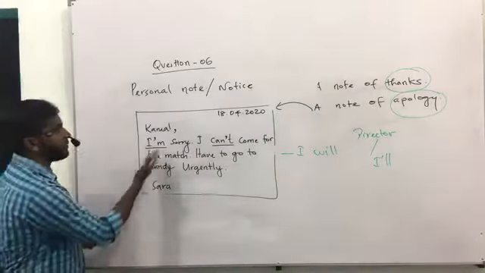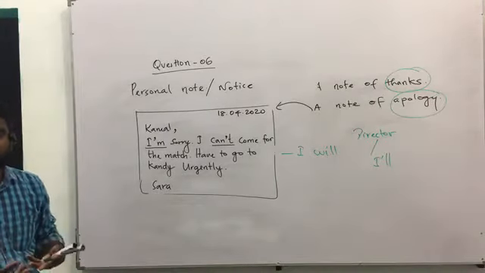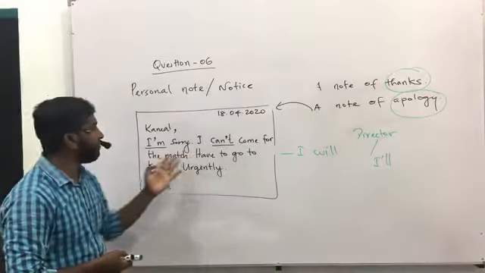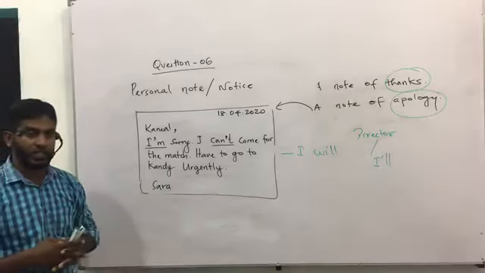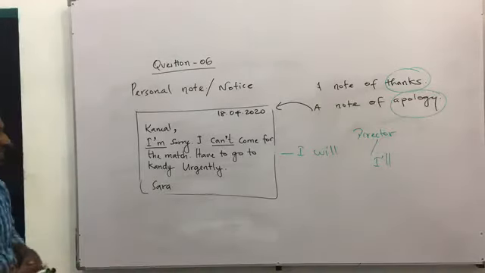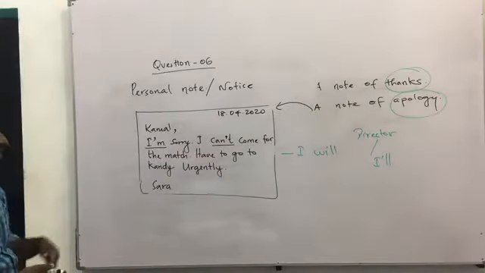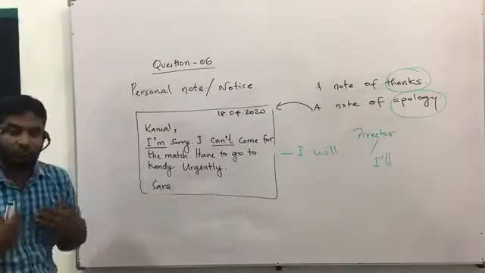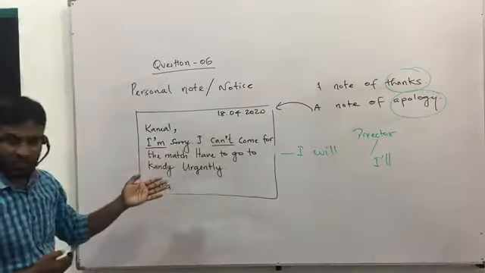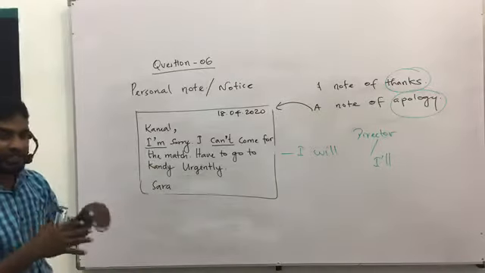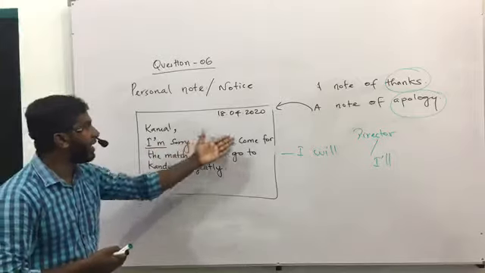You see here, I am sorry. So he feels sorry. For what does he feel sorry? You see here, I can't come for the match. I think they have arranged a match, but due to some reasons, he is unable to go for the match. That's why he has written the sentence, I am sorry. He feels sorry because he can't go for the match. So that's why he has written this personal note, I am sorry, I can't come for the match.